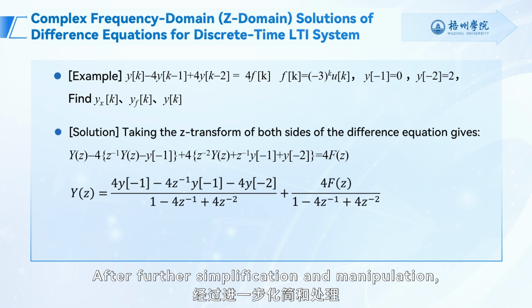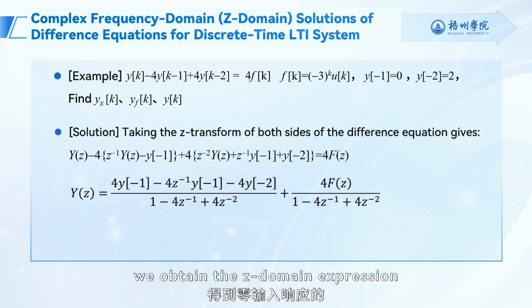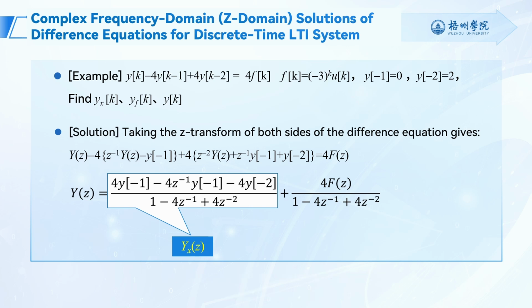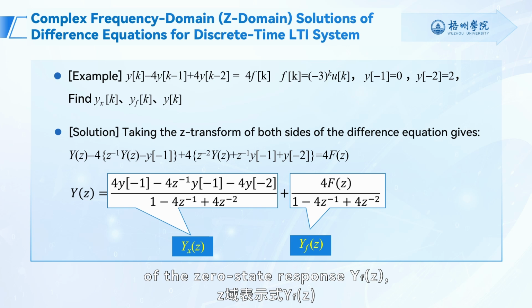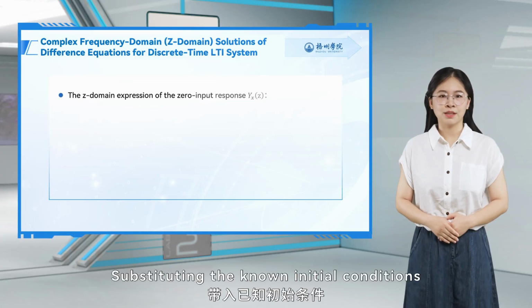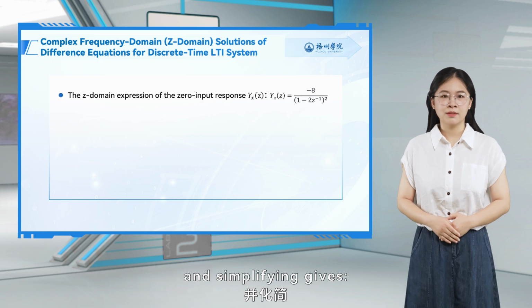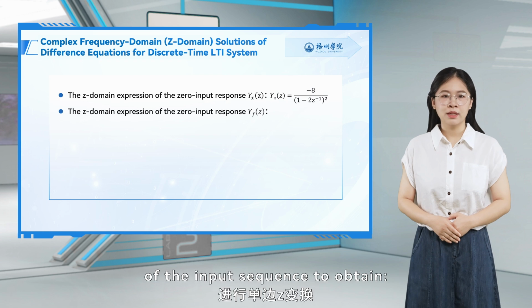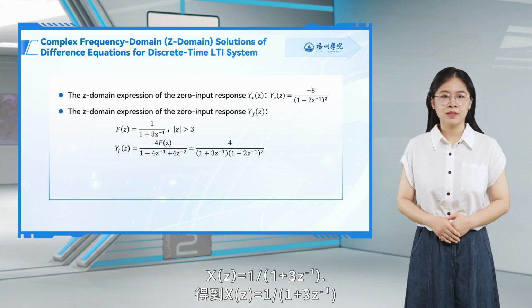After further simplification and manipulation, we obtain the z-domain expression of the zero input response Yx of z, the z-domain expression of the zero state response Yf of z, and the z-domain expression of the complete response Y of z. Substituting the known initial conditions and simplifying gives Yx of z. Next, take the one-sided z transform of the input sequence to obtain F of z equals 1 divided by 1 plus 3 times z to the power minus 1.